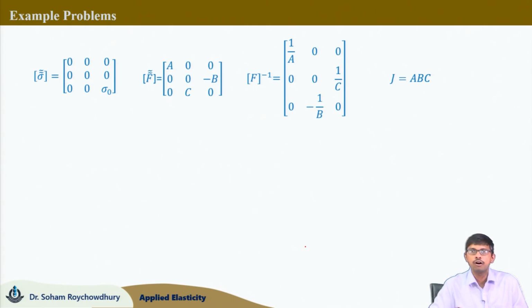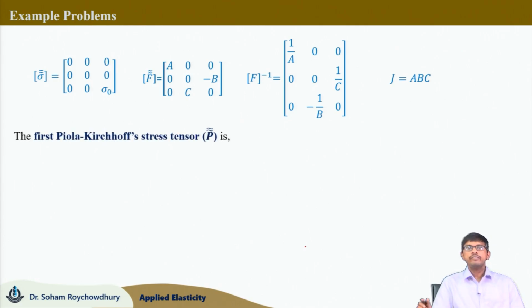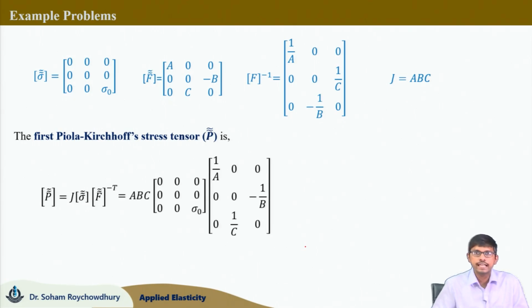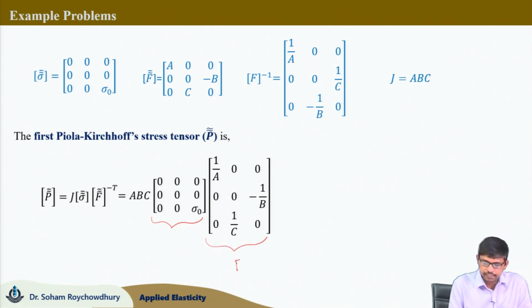So, I have simply copied all the expressions which we had derived. Sigma is given, and F, F inverse and J we had obtained. Now, the first Piola-Kirchhoff stress tensor P is defined through this transformation: P equals Jacobian J times sigma F inverse transpose. We already know sigma, we already know F inverse, so F inverse transpose can be written like this. J is ABC, sigma is this where only one non-zero term is there at the 3 3 location, and this quantity is F inverse transpose.